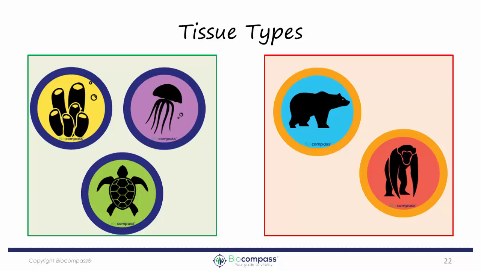These tissues also grew over time in embryology and in evolution, and we'll talk a little bit more about that in another video. But at first, the sponge tissue is developed, and the jellyfish is developed, and the turtle is developed, then the bear, and finally the chimp is developed.